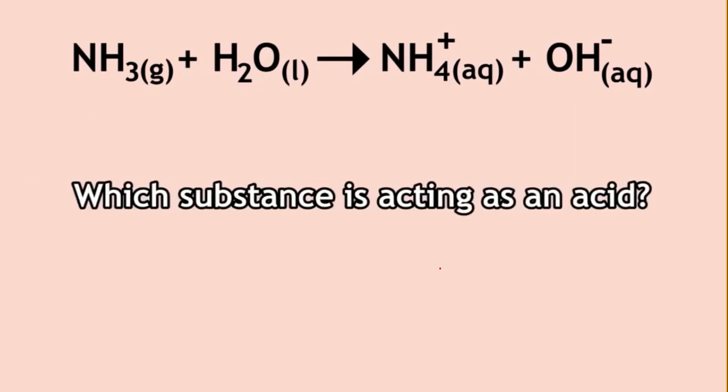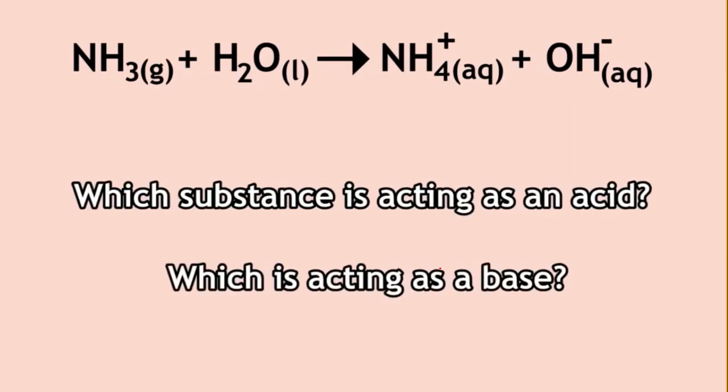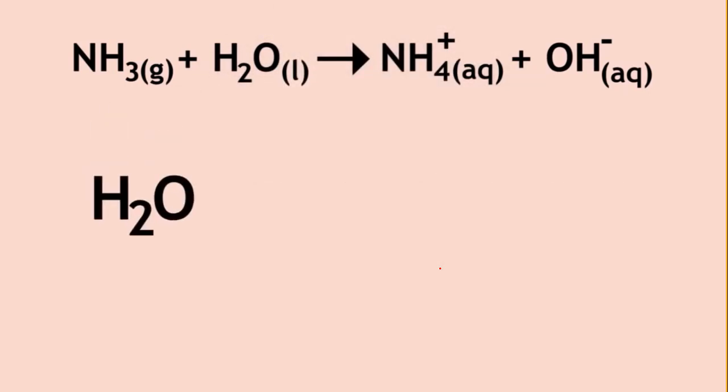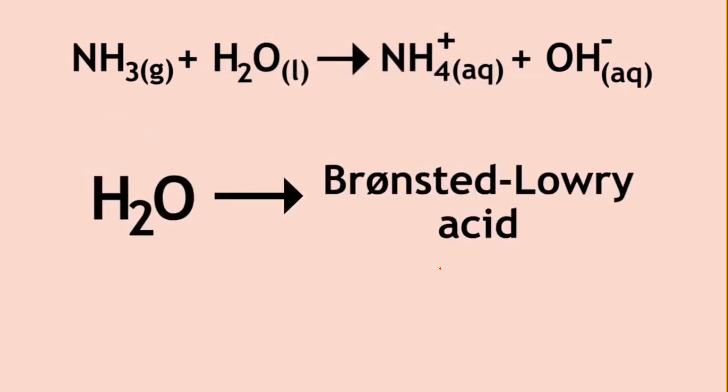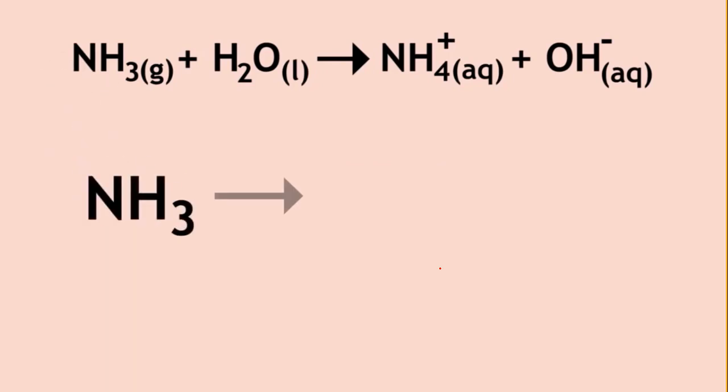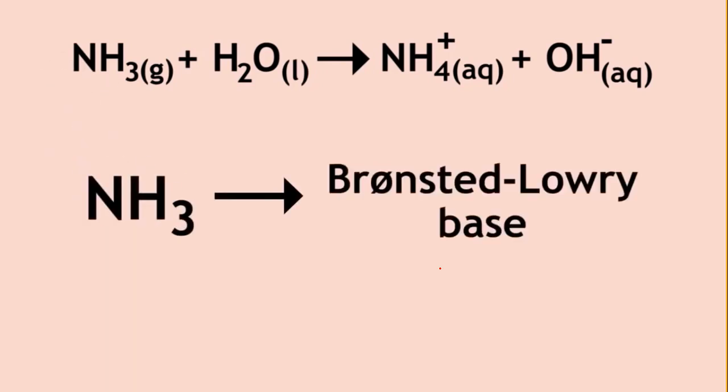Can you figure out which substance is acting as an acid in this example? Which is acting as a base? Please pause the lesson to think about this and resume when you are ready. In this example, water acts as a Bronsted-Lowry acid because it releases a proton. Ammonia acts as a Bronsted-Lowry base because it accepts a proton.